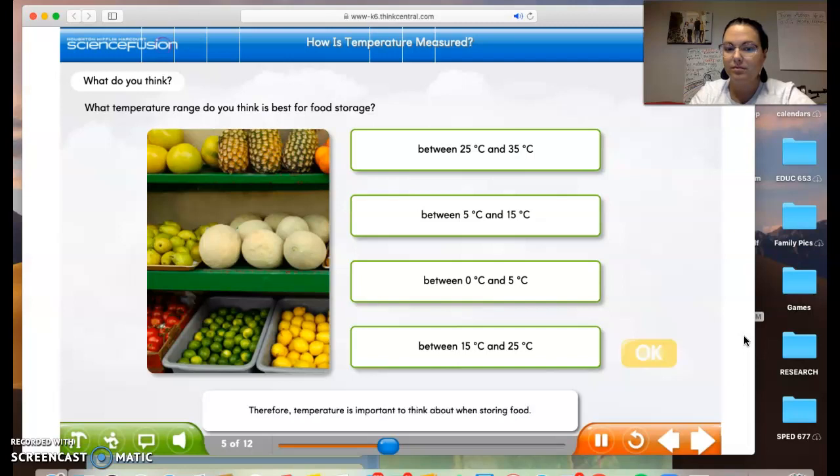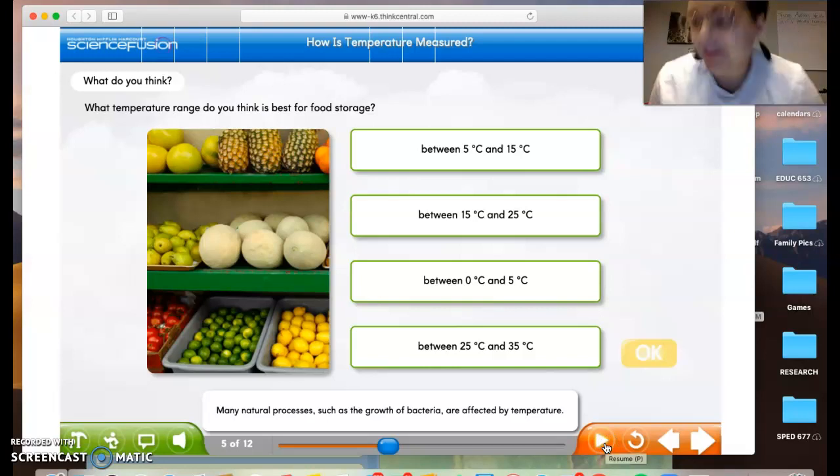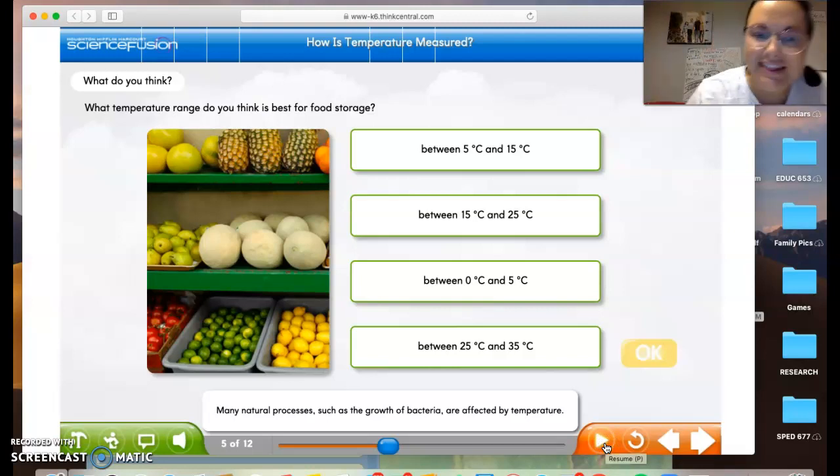Welcome to the lesson, How is Temperature Measured? In this lesson, you're going to investigate how we measure how hot matter is. I'm going to refresh this because I think it's playing the wrong one. No? Okay, I'm going to pause the sound because it's something to do with my computer. It doesn't like science lessons.